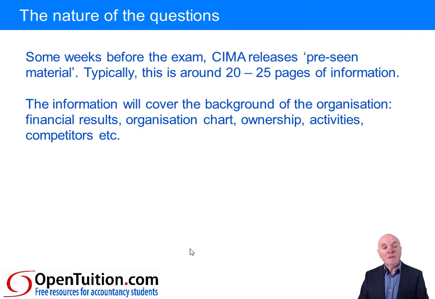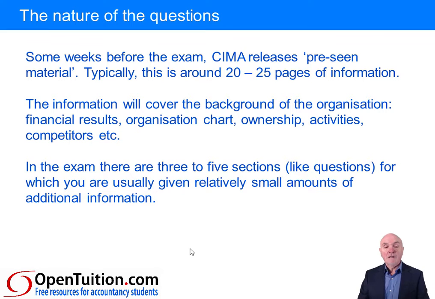So typically it will have maybe recent financial results, maybe an organization chart, details of the ownership structure of the organization, the activities the organization carries out, perhaps some of the management accounts that are relevant to the organization, information about the market, competitors, events happening in the environment, and so on. So you're given this really full background.